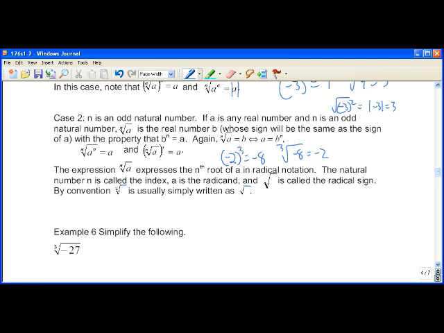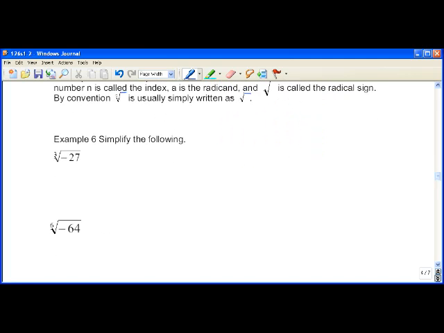Okay, so what is the cube root of 27? What do you think, Aspen? What's the cube root of 27? You can think of that as the cube root of negative 3 cubed, so it's just negative 3.